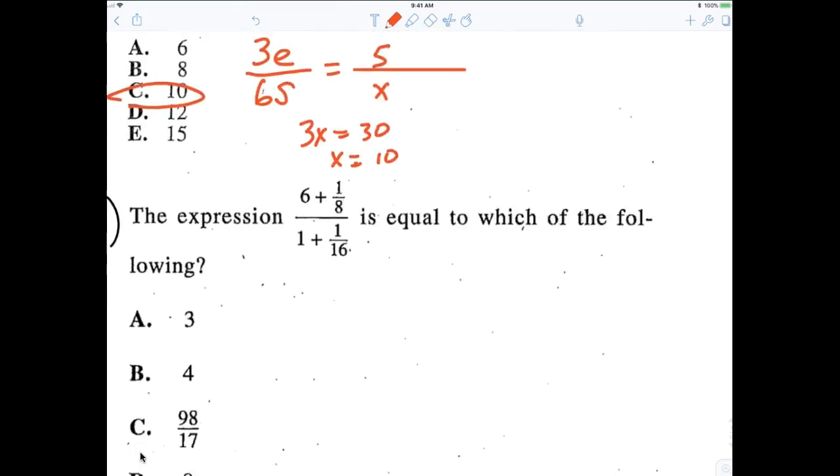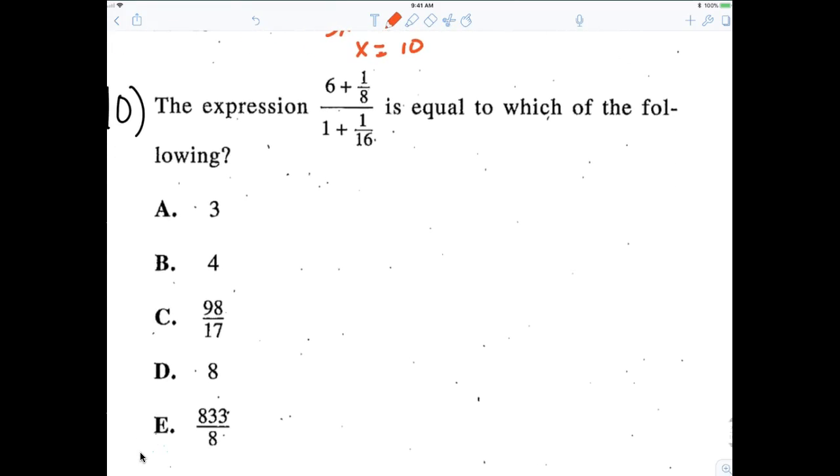Now, the next expression, I tried to put that one in there just to try to throw you off. But what is 6 plus 1/8? 6 and 1/8. Thank you. That was very good. Very important. 6 plus 1/8, I want you to write 6 and 1/8. Good job.